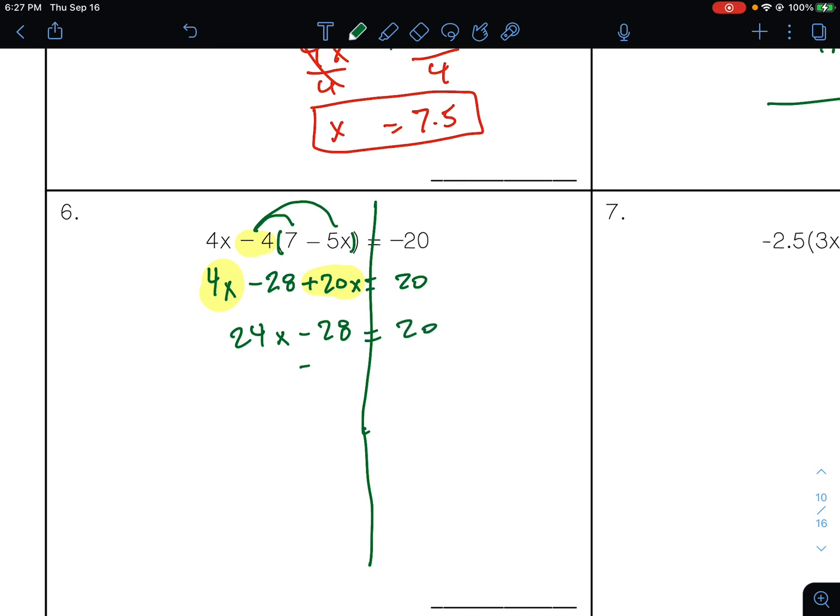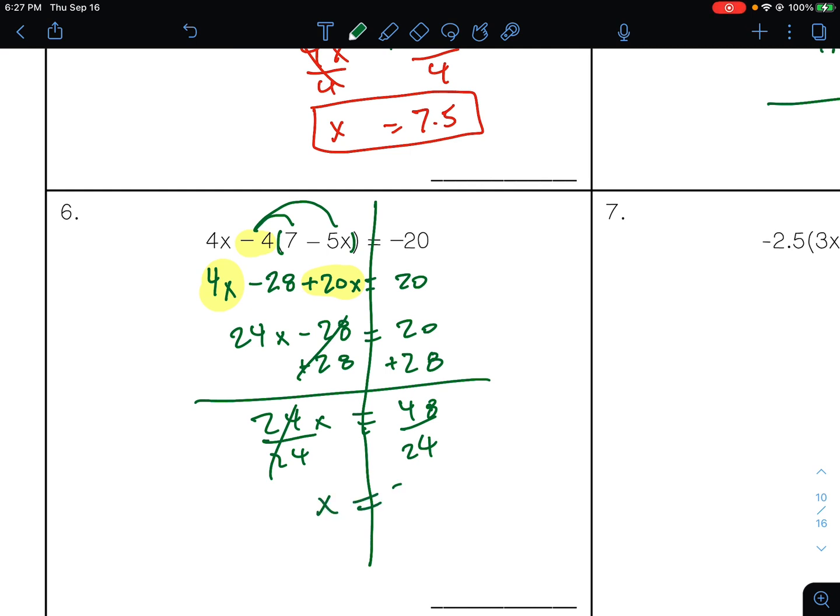I get rid of the minus 28 by adding 28. Cross that off. That equals 48. Equal sign, 24x equals 48. Divide by 24. I know this answer. x equals 2.